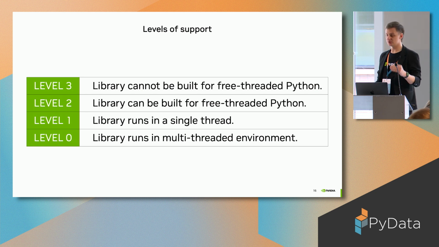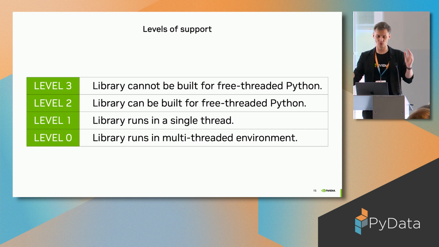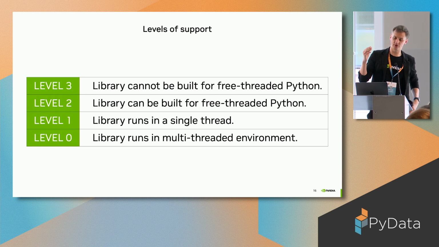Then going from level 2 to level 1 is also rather easy, and I would say it's even free in this case. There will be only a scarce situation where my library runs, and if I build it for free-threaded Python, it won't run in a single-threaded manner. Single-threaded behavior will be achieved quite easily. But going from level 1 to level 0 is the most problematic part, because running something in a multi-threaded environment also implies running tests and testing my solution, and this is obviously not easy.